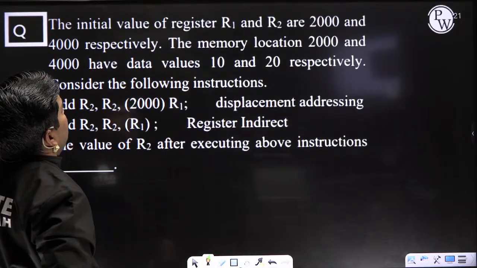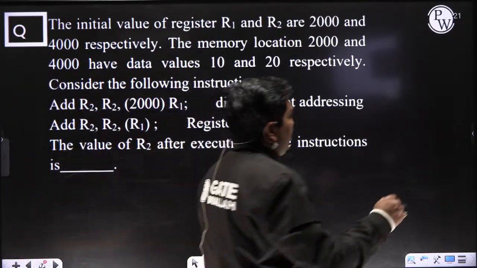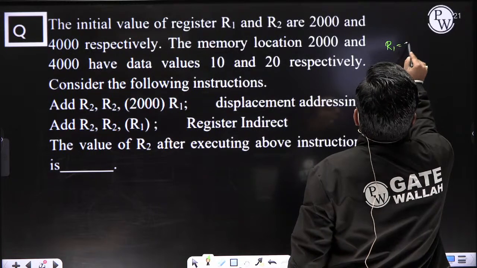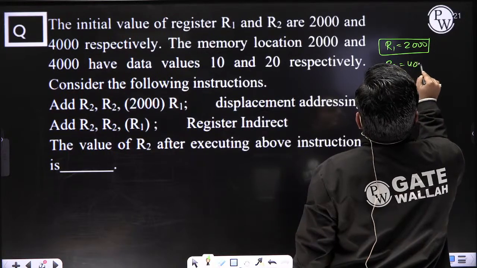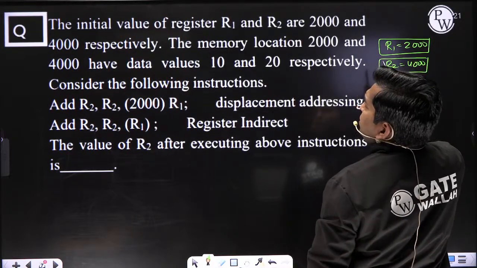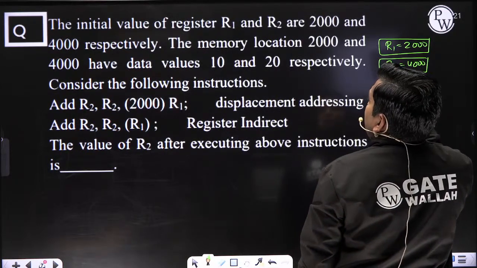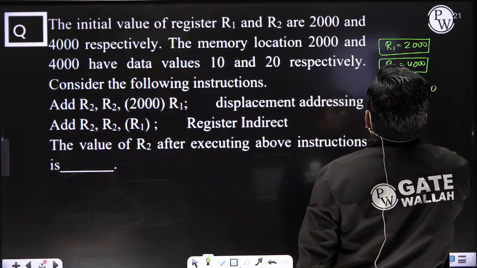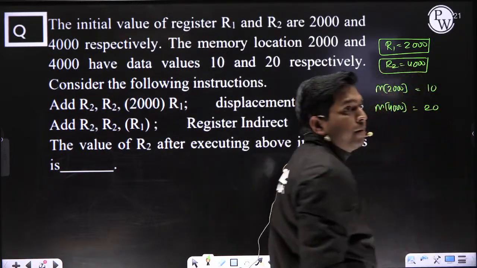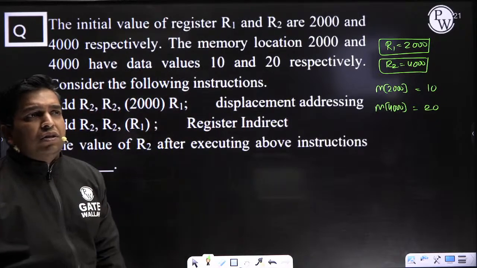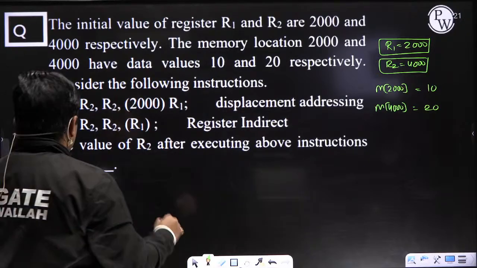What is the question? The initial values of R1 and R2 are 2000 and 4000 respectively. You can write R1 is how much? 2000. R2 is how much? 4000. And what is mentioned? Memory location 2000 having the value 10 and memory location 4000 having the value 20. Okay, Tanuj. Now, this is the I1.